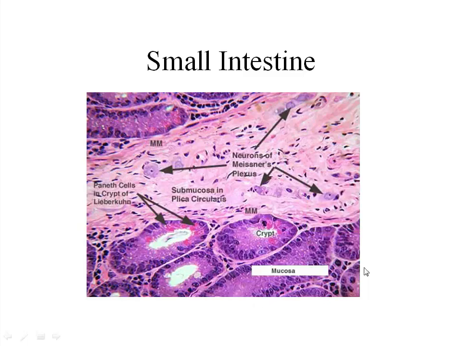Here is another photograph of a small intestine. You can see these pinkish structures as Paneth cell secretions in this lumen. This hollow space is a crypt, the crypt of Lieberkühn, coming from the villi. And then here in this submucosal layer, you will also find some plexuses, a stretch response plexus, Meissner's plexus. You can see it here. This is the mucosal layer, and these are the Paneth cells in the crypt of Lieberkühn.